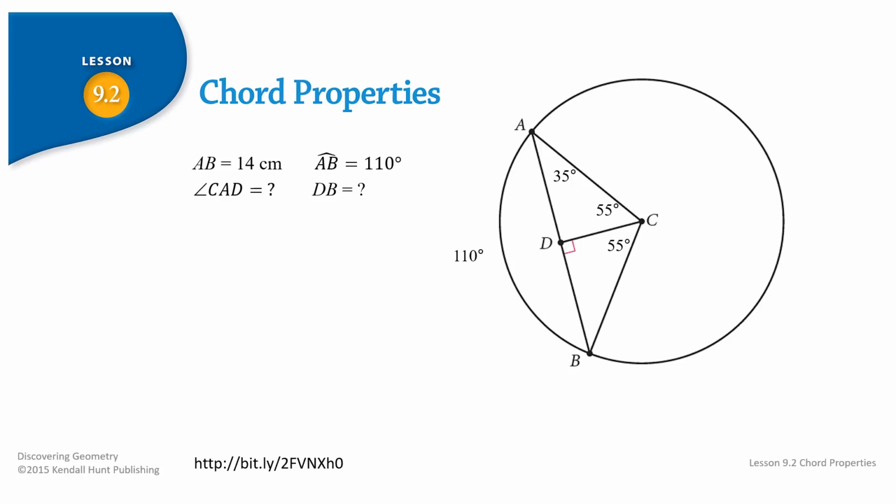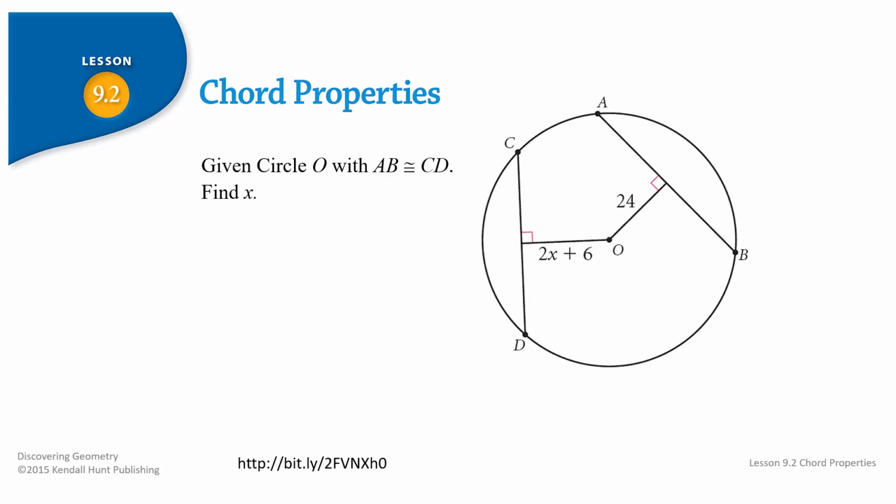DB is the next thing we want to find out. I know that the whole thing, AB, is 14 centimeters. Since I have that right angle there, and it's coming from the center of the circle, each of these is 7. So AD is 7, which makes DB 7. Keep in mind that anytime a segment goes from the center to the chord and makes a 90-degree angle, those two pieces are going to be the same. Hopefully that'll be pretty easy to find out.